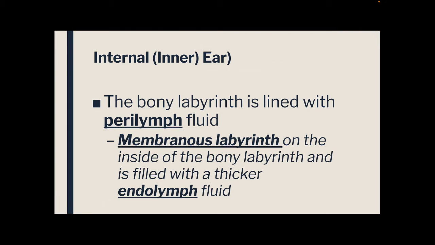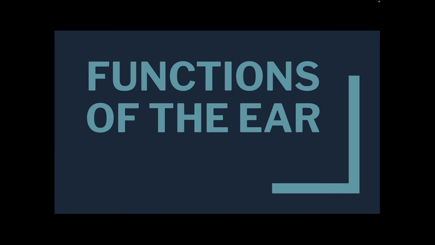Okay, so your internal ear has something called a bony labyrinth, which has a fluid that fills it up called perilymph. And the bony labyrinth also has tubes called the membranous labyrinth, which basically has a membrane to it, like a skin, and it is filled with something called endolymph.